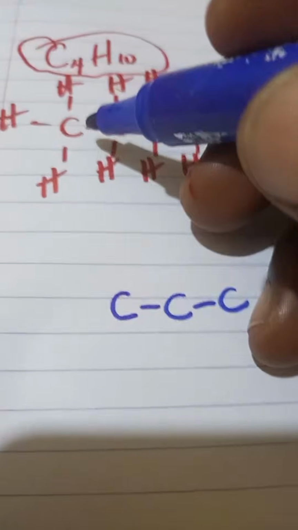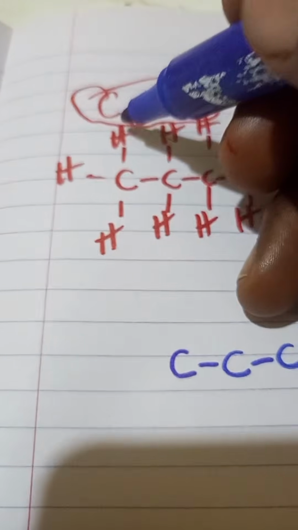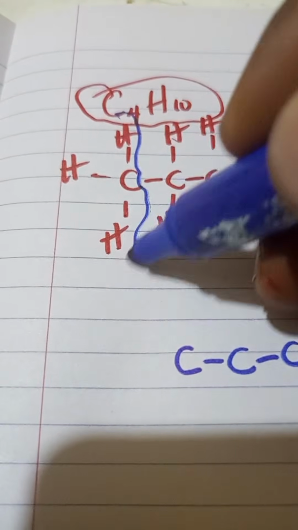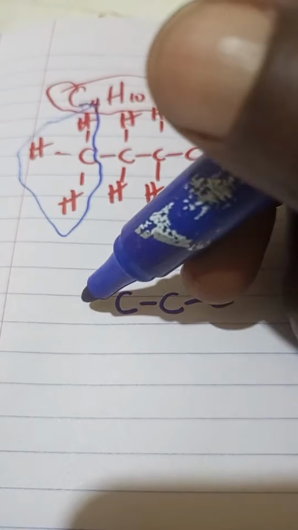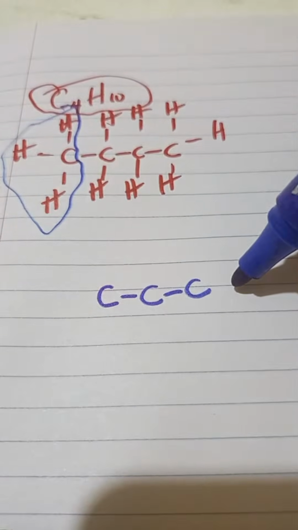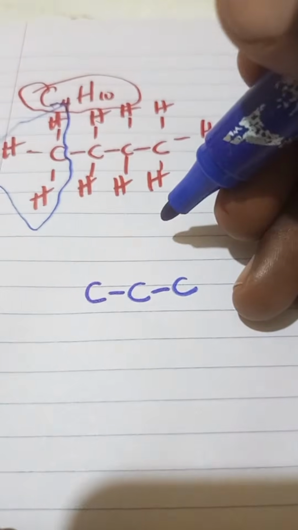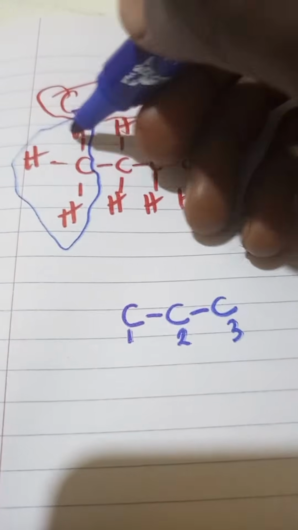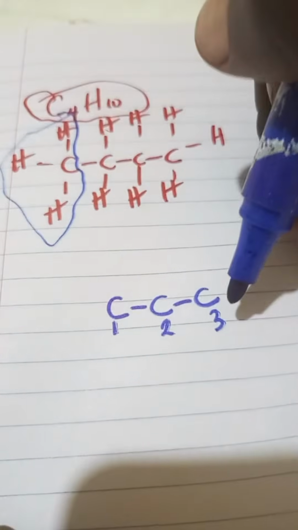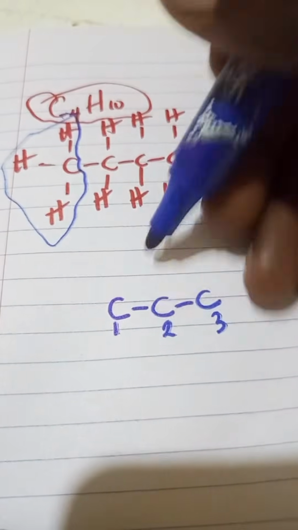Now this is the part that you removed. Don't attach it to the ending here. Let it be in another place. So this is carbon 1, carbon 2, carbon 3. Don't put the carbon that you removed on carbon 1 or 3. Don't put it at the last place. Put it in another place.